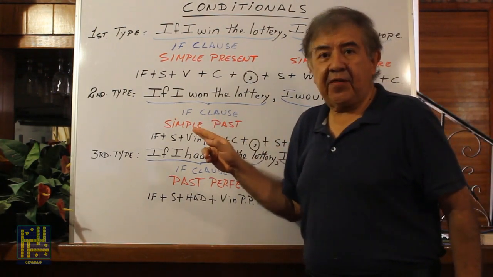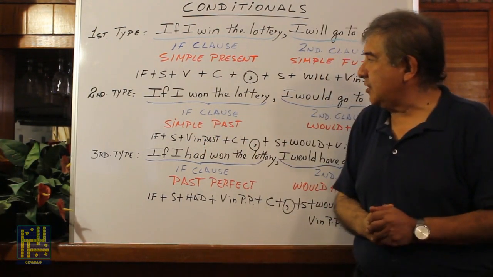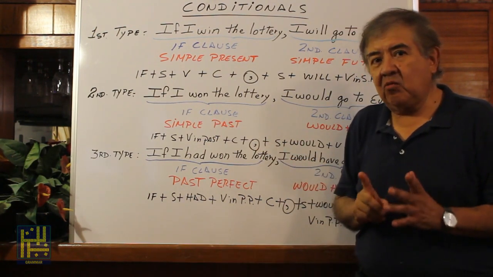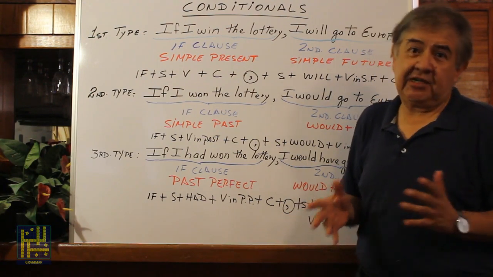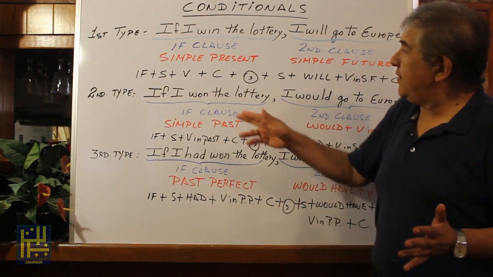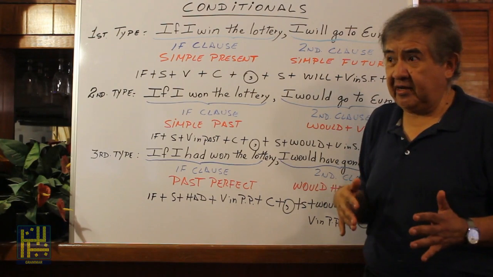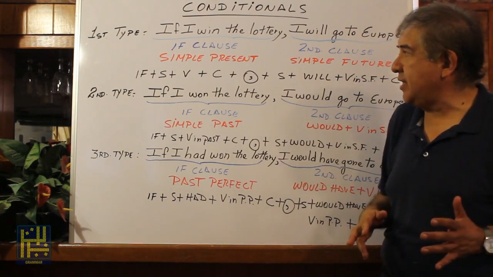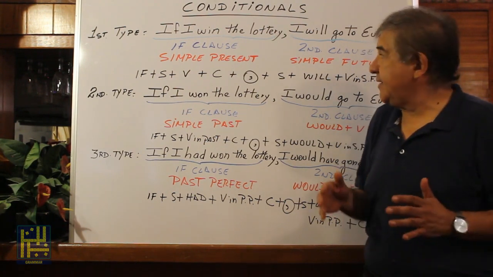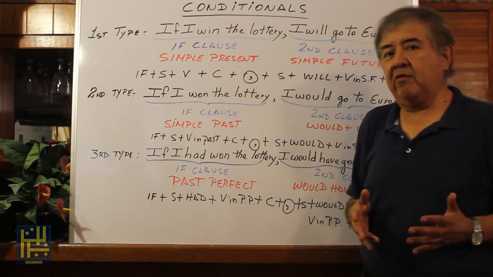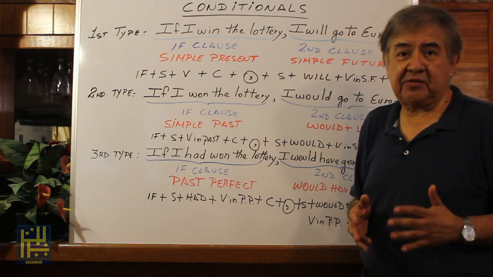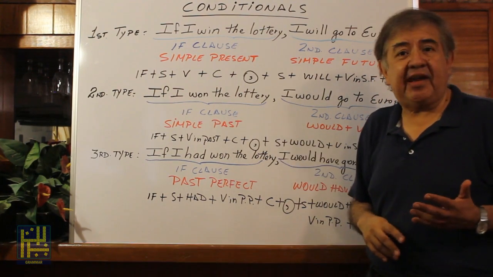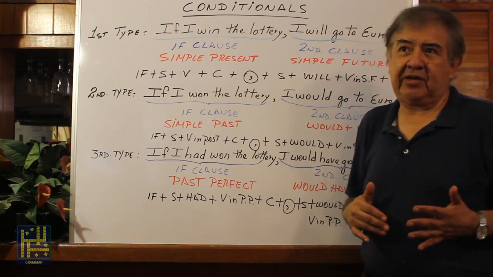The most important thing here in the second type of conditional is that in English we use the simple past. But there is a problem when we translate this sentence into Spanish. If I translate literally, in the way that we have the tense here, if I won the lottery, you would have to translate, si yo gané la lotería. However, that is not proper Spanish. Why? Because in Spanish we would rather say, si yo ganara la lotería.